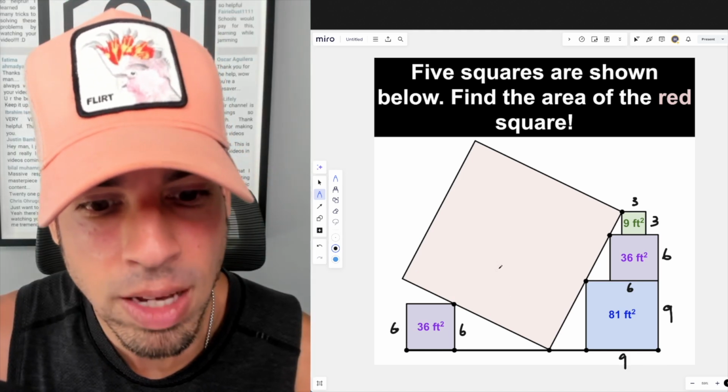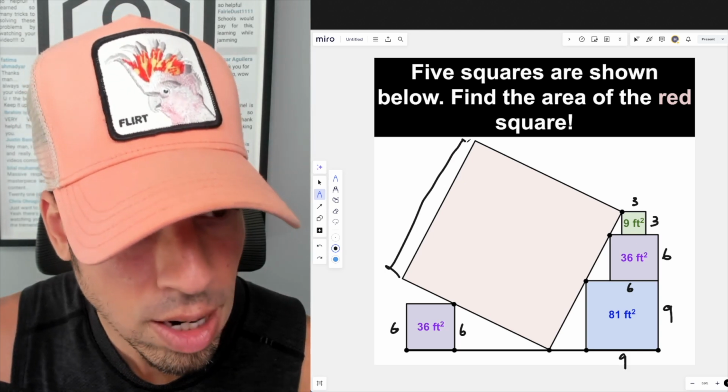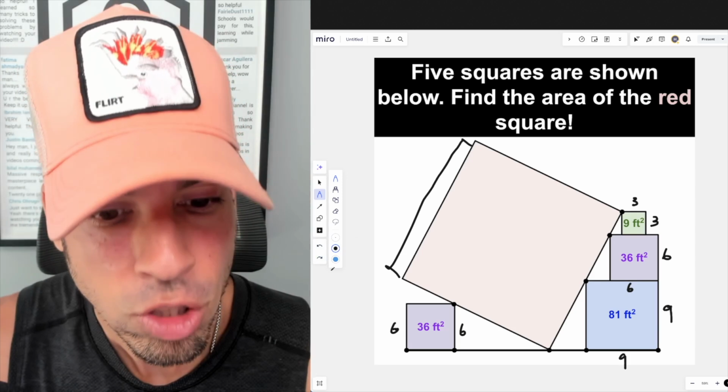Now again, since we're trying to find the area of this giant red square, we only need one side length, right? Because if we get one side length, we can square it and we're gonna get to the area. Okay, so let's figure out how we can do that.